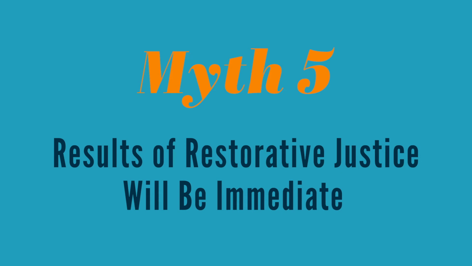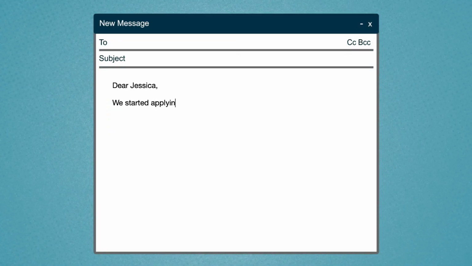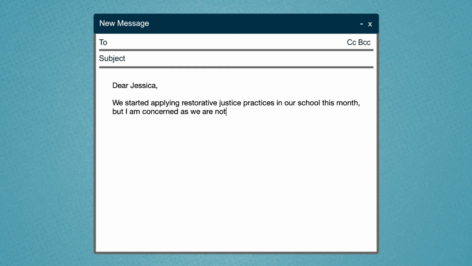Now, the 5th and final myth is that these results I just spoke of will come right away. I can already see it. Mr. Radcliffe crafts an email along the lines of, "Dear Jessica, we started applying restorative justice practices in our school this month, but I am concerned as we are not seeing any significant changes in behavior with our students." Well, here's the thing. Remember how I said this is a cultural shift, a mindset shift, and not simply a list of action items to complete?